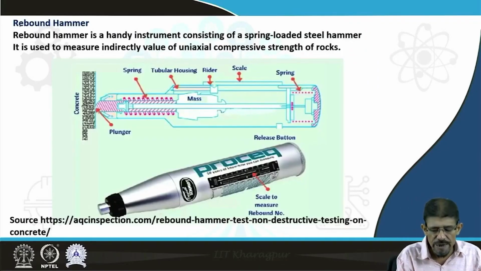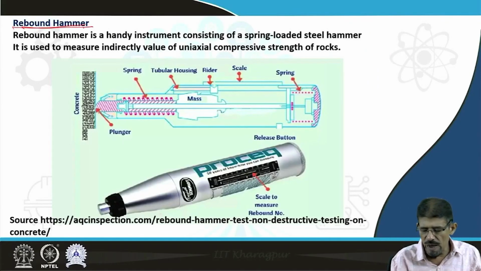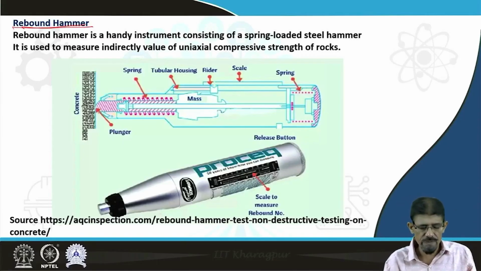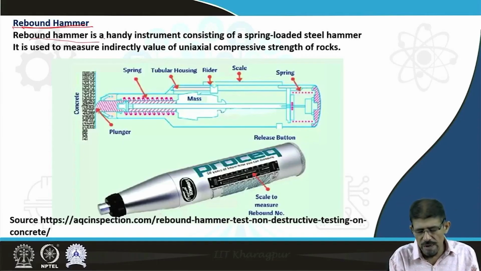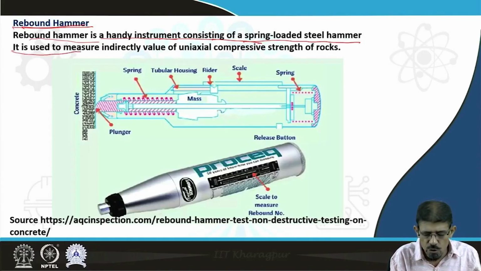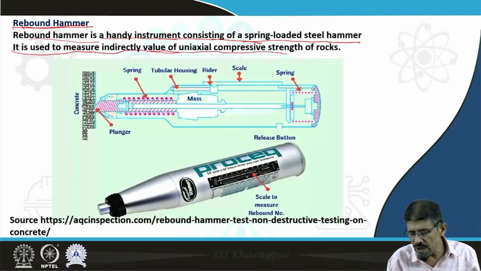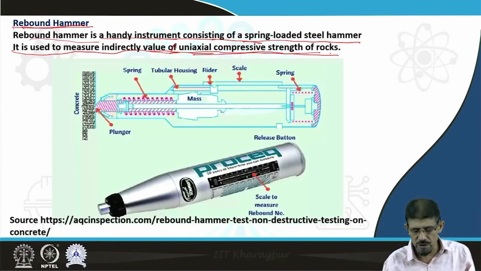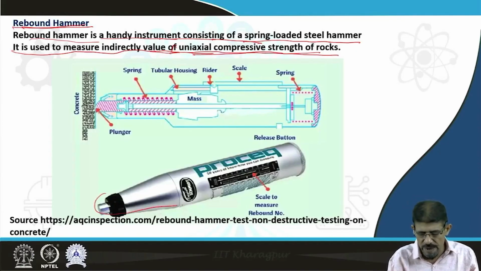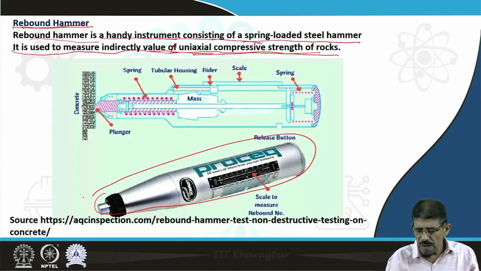Next important is the rebound hammer, very handy. This rebound hammer is a handy instrument consisting of a spring-loaded steel hammer. It is used to measure indirectly the value for determination of uniaxial compressive strength of rock. You can see this is very simple. It may be 500 gram.